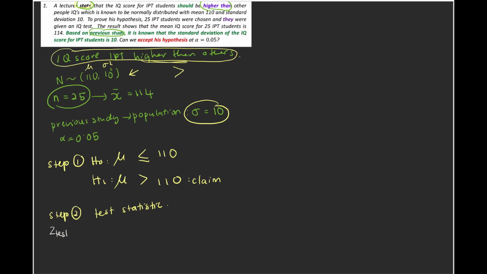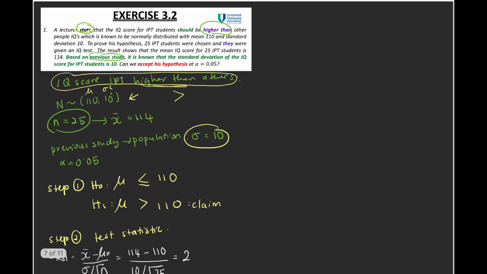Z test is equal to x bar minus mu naught over sigma over square root n. So x bar is 114 minus mu naught 110, divided by sigma is 10, n is 25. So substitute into your calculator, you will get the z test is equal to 2. Okay, next, step 3, the critical region.